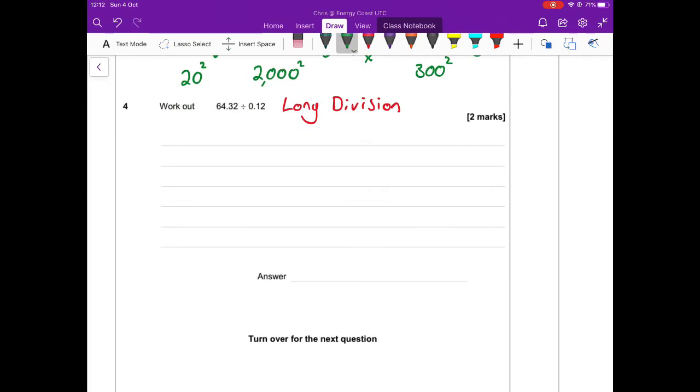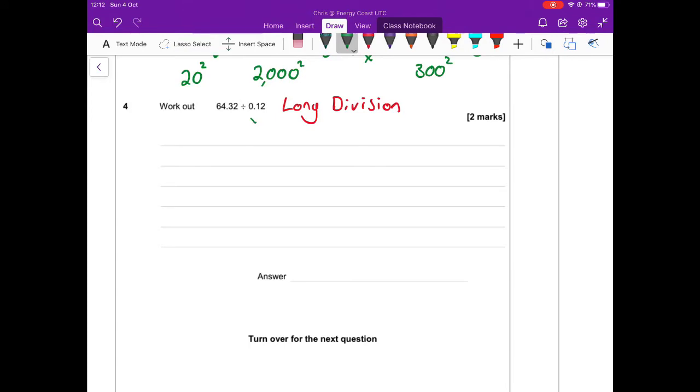Next one, long division. These can become really messy if you do it properly. Essentially, if you have a look at the actual calculation, 64.32 divided by 0.12. Now here's a trick. You can make life a lot easier for yourself. This only works with dividing if you make it so you haven't got any decimals.